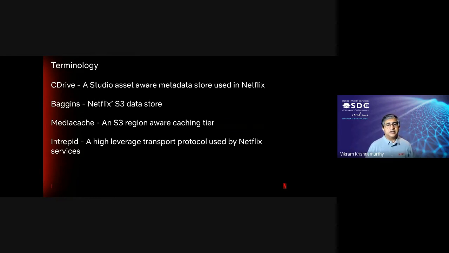These are essentially internal names of various services. So C drive is the asset-aware metadata store, and it's used not just by Netflix Drive, but various other services. Baggins is Netflix's S3 data store. And media cache, as I mentioned, is a caching tier. Intrepid, which we haven't seen yet in any of the slides before, is a transport protocol. It's built by Netflix and is leveraged by various applications that have a need to move files to and from the cloud.